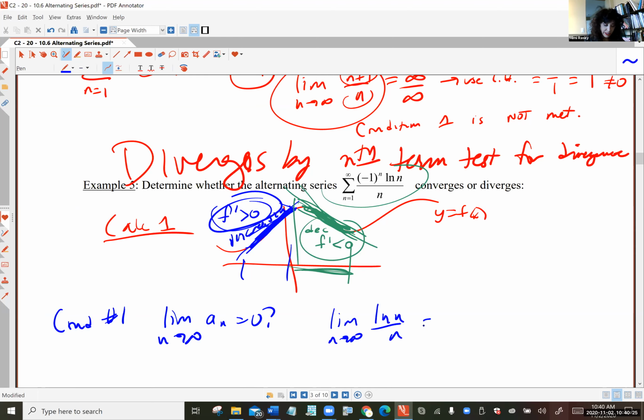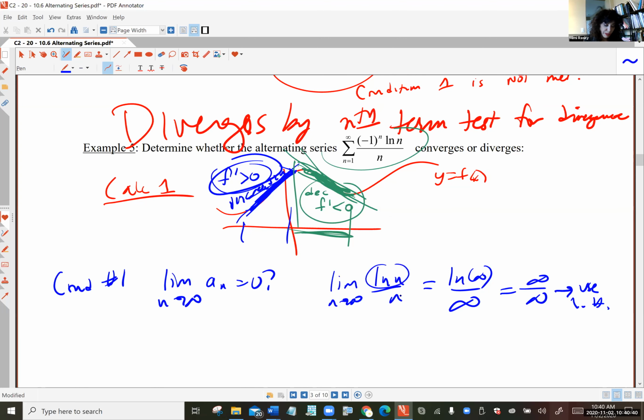Now, when I use direct substitution, I get ln of infinity divided by infinity, that's infinity over infinity. And I certainly could use L'Hopital's. That would totally be legit. Go for it. Or I can use growth rates.